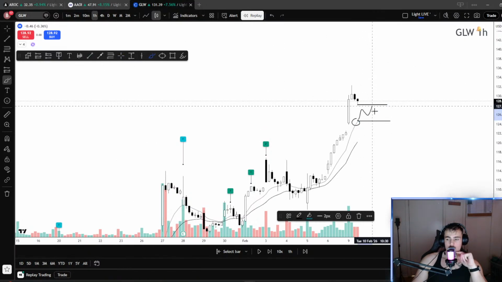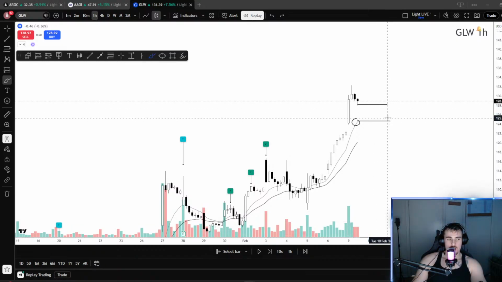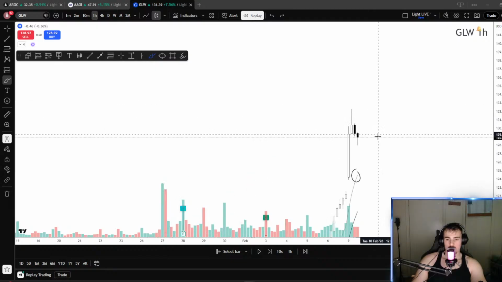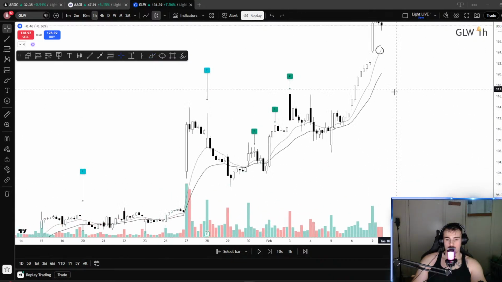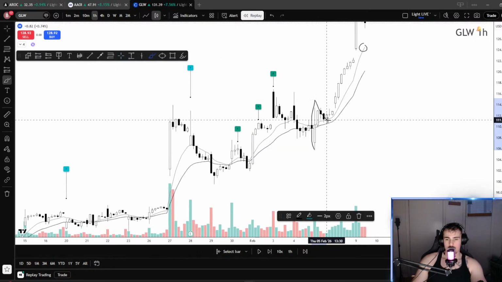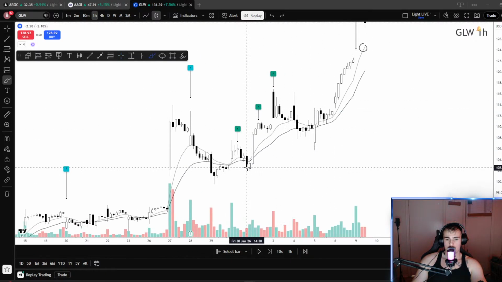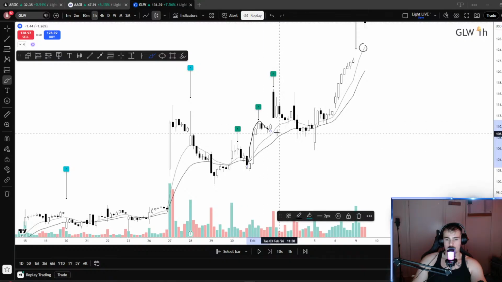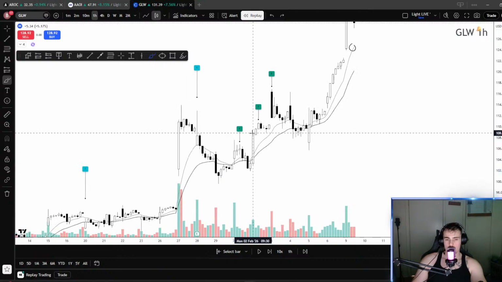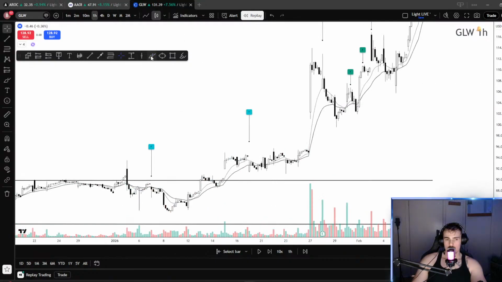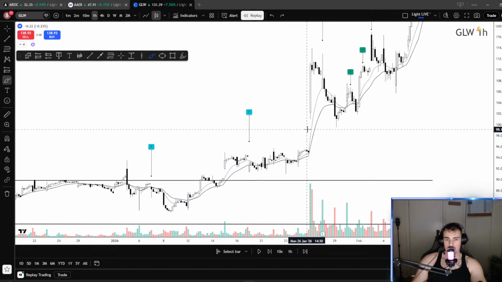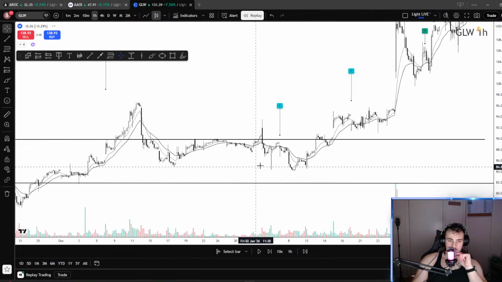There was just something about the space in between this area here that wasn't sitting well with me, because I know price likes to come back to the moving averages. You see an example of that right here, where price pushes up and then comes back to the moving averages. Price pushes up, comes back to the moving averages. It almost happens everywhere, right?